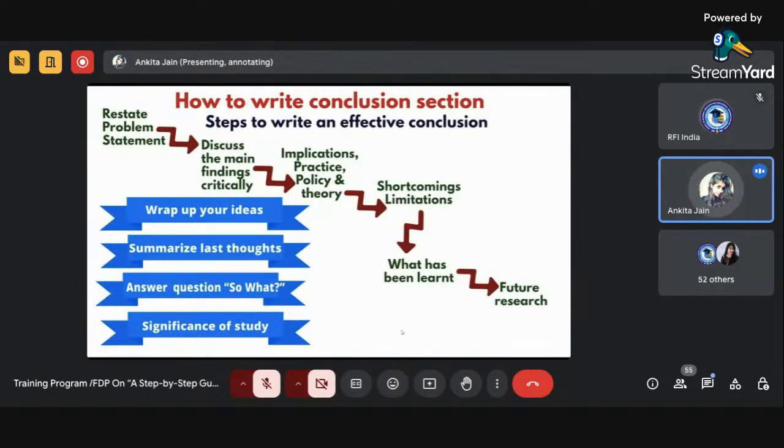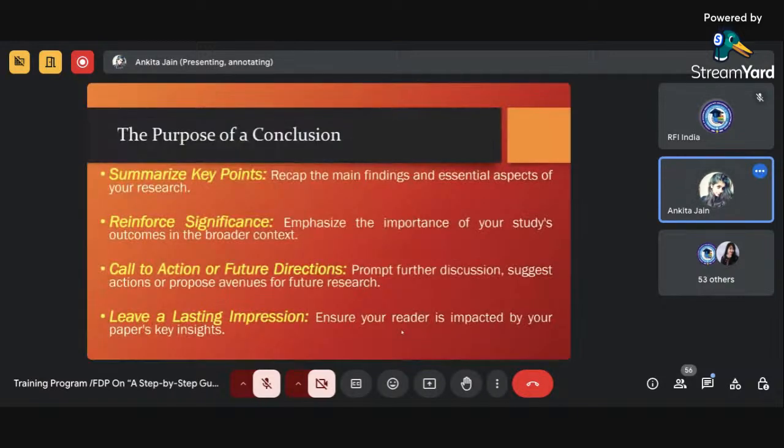Now, how to write the conclusion section? We have already discussed it. Restate the problem statement. Then discuss the main findings, implications for practice, policies, theories, any sort of limitations, and whatever we have learned. Accordingly, you should also write the future research. Basically, we should wrap up your ideas. Then summarize the last thoughts, answer the question, so what? Then the significance of the study. This should be part of the conclusion.